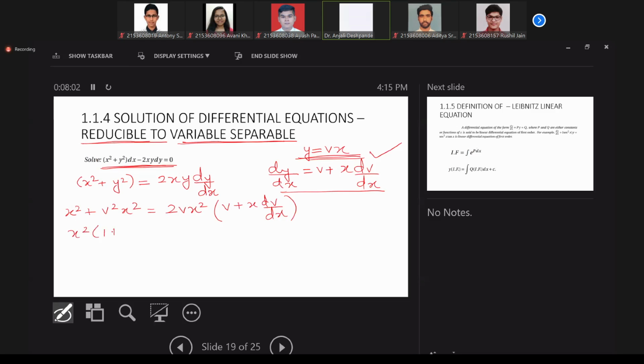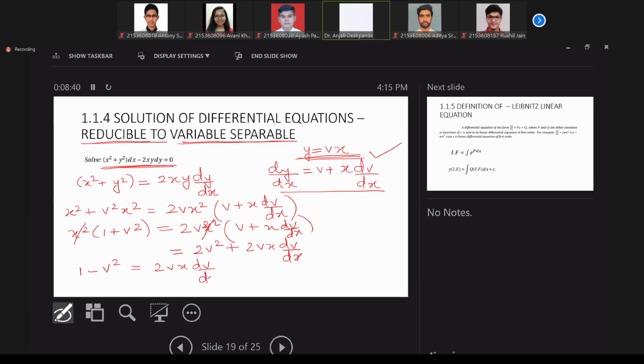Now we can take x square common. So then we will write 2vx square into bracket v plus x dv by dx. Now you can just cut out this x square term, right? And then after that, you can multiply this 2v inside the bracket. And then we will take this 2v square to the LHS. So this will give us 1 minus v square is equal to 2vx dv by dx.